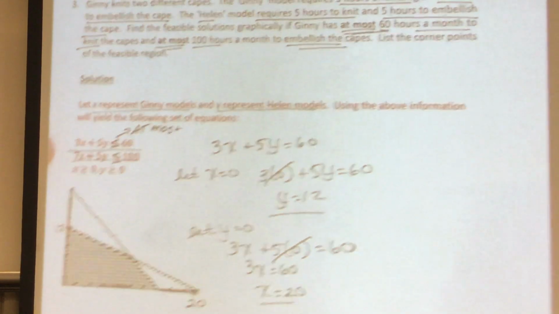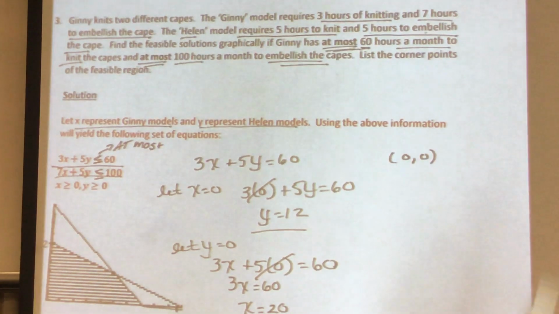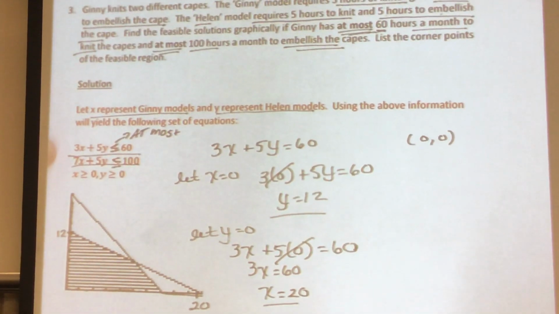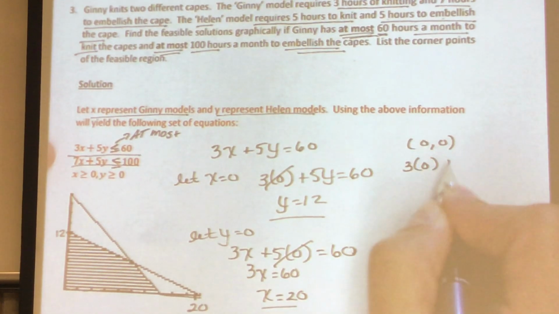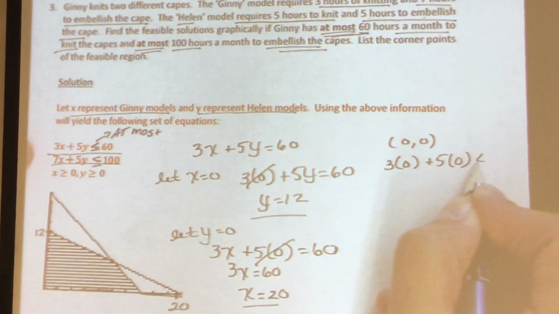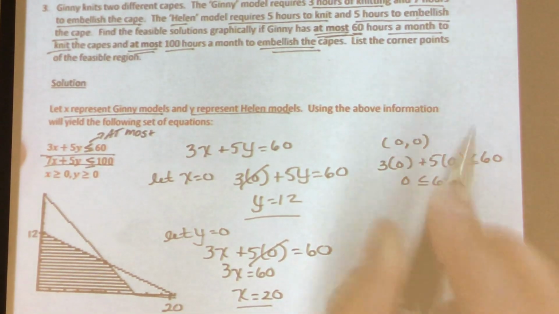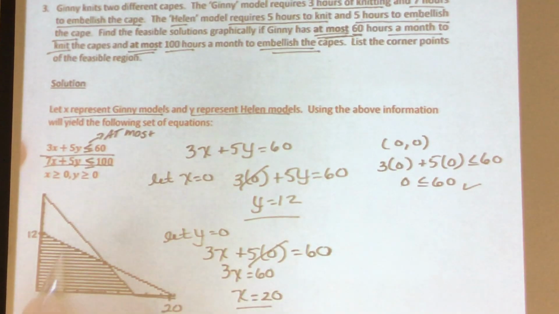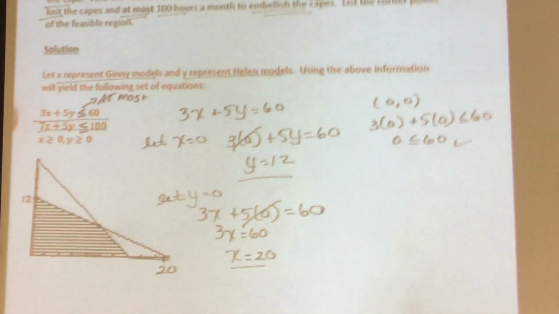And using a test point, let's use 0, 0. Since 0, 0 is not a point on the line, we substitute 0 for the x and 0 for the y. So we have 0 is less than or equal to 60. That is true, so we're going to shade below. And that completes the first line.